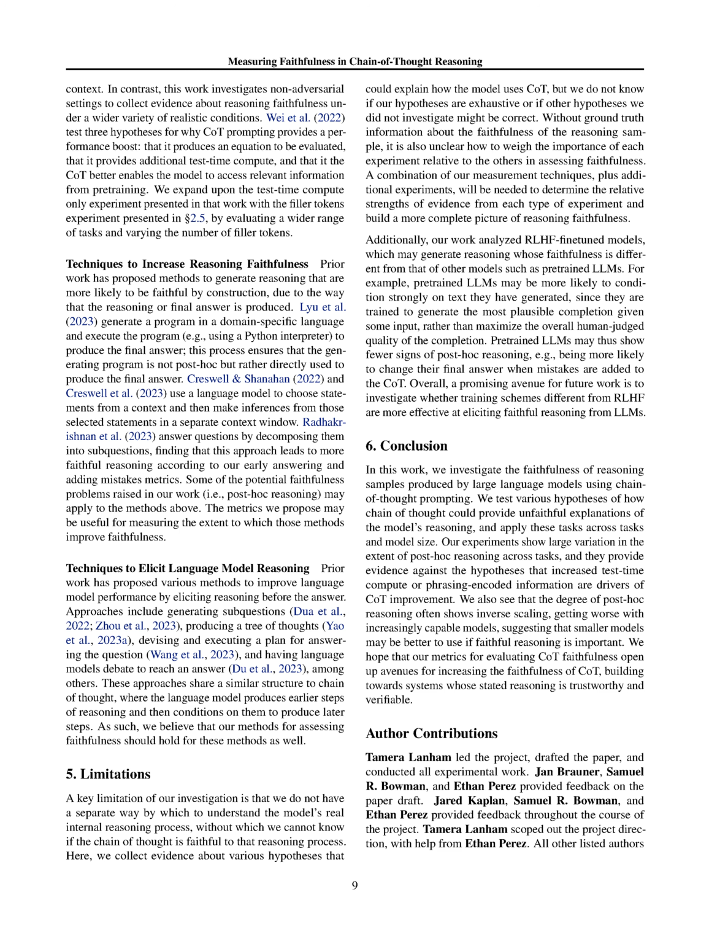Section Summary. Previous research has proposed various techniques to improve language model performance by eliciting reasoning before providing an answer, such as generating sub-questions, creating a tree of thoughts, devising and executing a plan, and having language models debate. These approaches follow a chain of thought structure, where the model produces earlier steps of reasoning and conditions on them to produce later steps. However, a limitation of this investigation is the lack of understanding of the model's real internal reasoning process, making it unclear how to assess the faithfulness of the reasoning sample. Further experiments are needed to determine the relative strengths of evidence from each type of experiment and explore different training schemes to elicit faithful reasoning from language models.